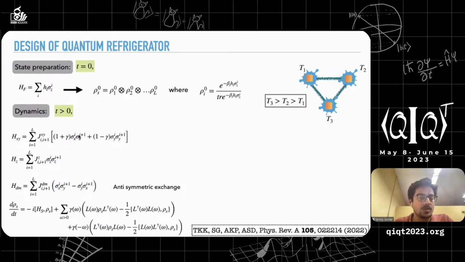And we have checked what is very useful for refrigeration. And they usually evolve by this master equation.